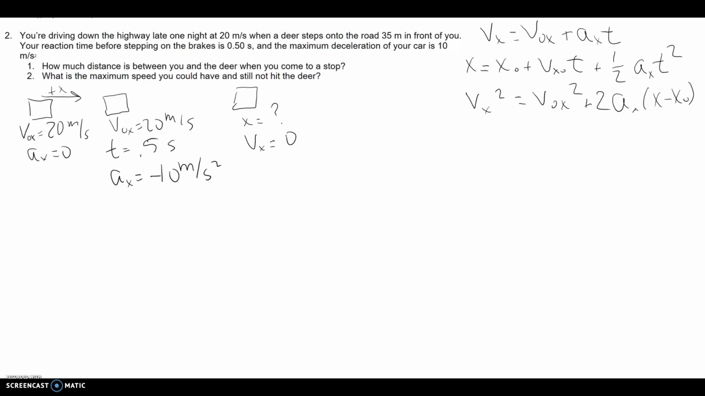So first, how much distance between you and the deer when you come to a stop? All right. Well, there's a couple different ways we can solve this. So we basically have 2 parts here. We have the first part where we have this 0.5 seconds of reaction time.